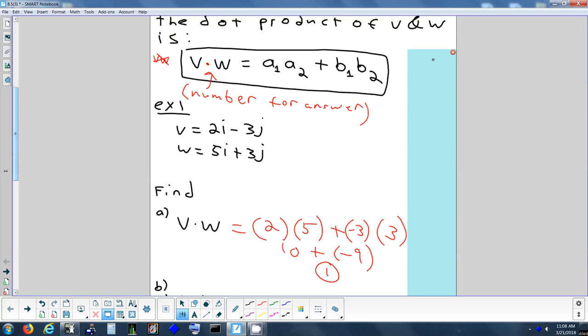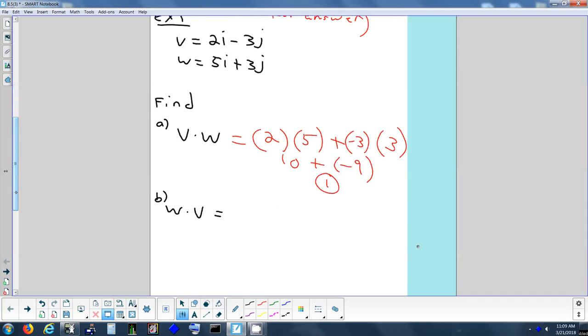1. Now, what does that really mean, that the dot product is a 1? It has to do with something. But remember, that's not a length. It's just a number. In this case, it's not the length of it. Yeah, just a coincidence. It came out to 1. I'll explain later what we would use that 1 for. Okay. Let's try W dot V.